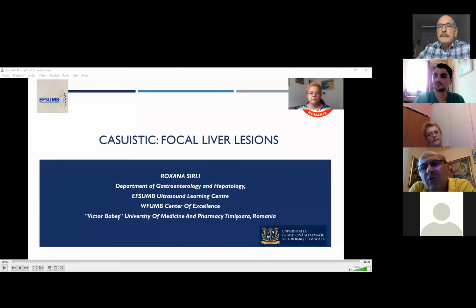Okay. In Romania, we're lucky that it's covered by insurance. Then we have this package of daily hospitalization for contrast-enhanced ultrasound, and this is paid by insurance. The patient doesn't pay anything. We can make this as many times as we like to have the diagnosis.